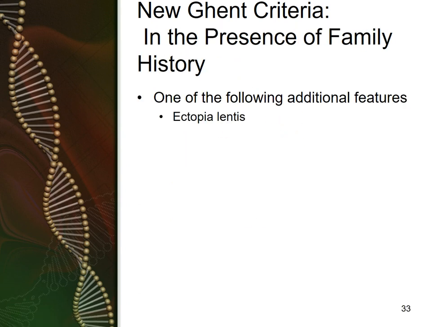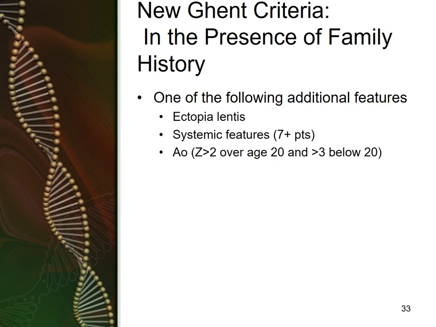In the presence of family history, though, you only need one of these: ectopia lentis, 7-point systemic features, an enlarged aortic root, or the familial fibrillin gene mutation. So this is important if I saw a newborn where one of the parents had Marfan syndrome. If they tested positive, I would know that they had Marfan's, and then I would want to monitor them very closely with echocardiogram. And in fact, if they were negative, then I wouldn't need to.